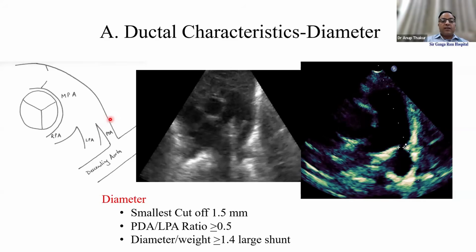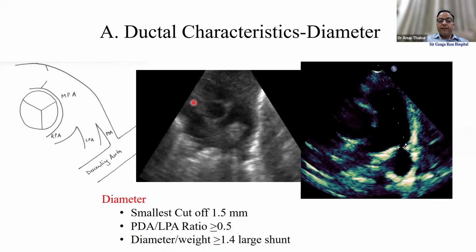So the cutoff for an hsPDA: if it is more than 1.5 millimeter, it could be a hemodynamically significant duct. You measure the diameter of the LPA also. If the PDA by LPA ratio is more than 0.5, that is, the PDA is more than half the size of the LPA, it could be a hemodynamically significant duct. And you can index it to the weight as well. If the diameter by weight is more than 1.4, then it's a large shunt. So these are some of the cutoffs in the diameter which people have used to define an hsPDA.